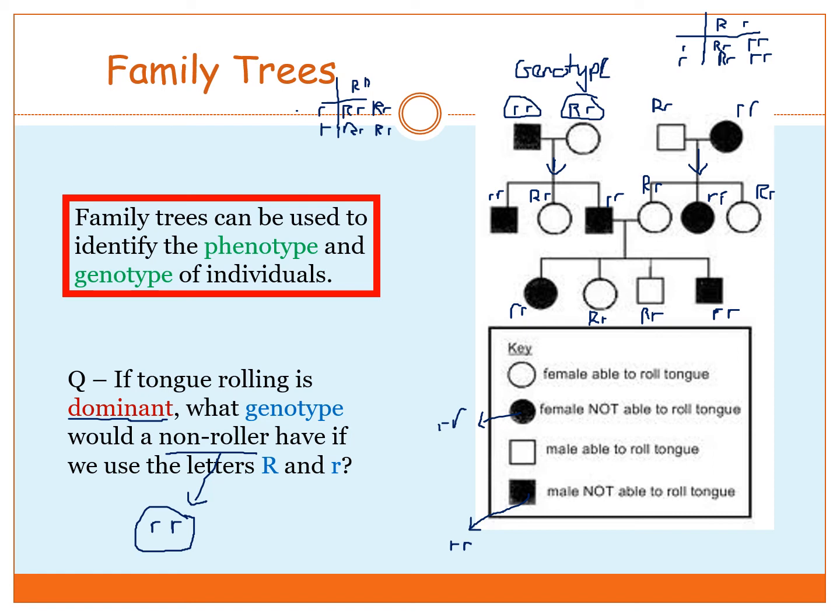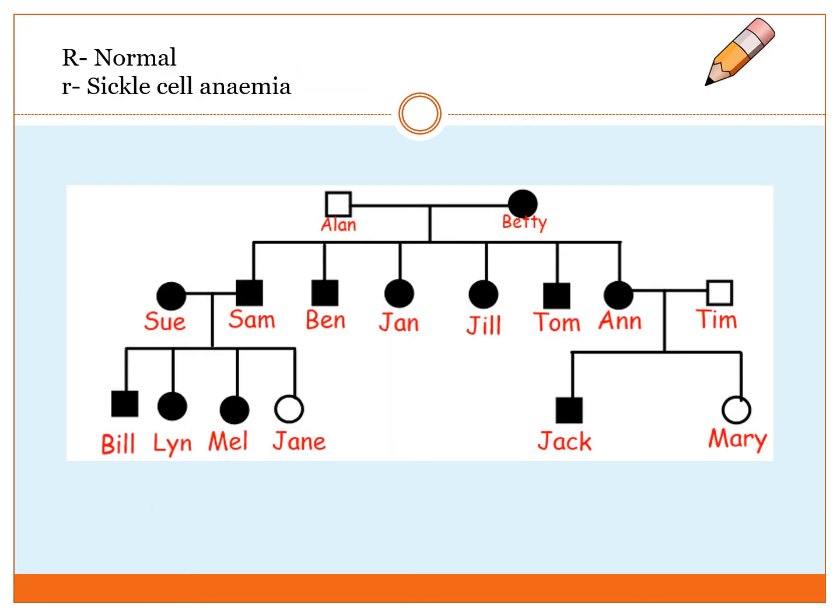Okay, let's try some examples of this. So pause the video and see if you can try to work out the genotypes of all of these people in this tree. You should be able to print out the tree, it should be in consumables. It tells you at the top that capital R is normal and little r is sickle cell anemia. We should be able to work out which ones are dominant and which ones are recessive.